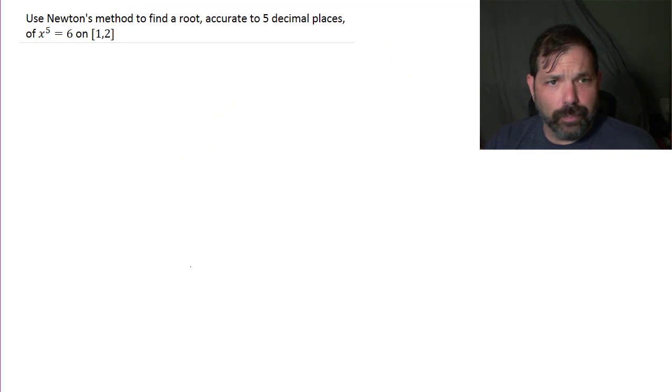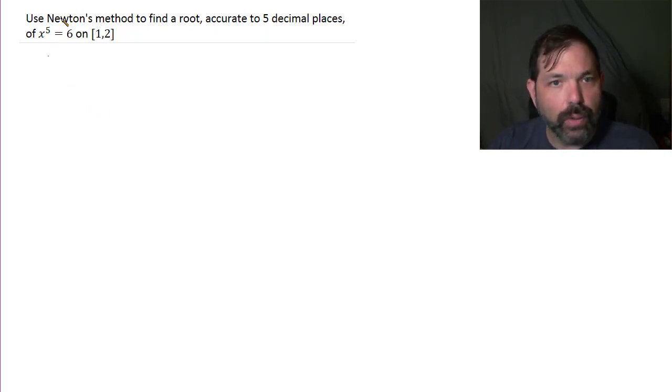So let's see an example. Here we're going to use Newton's method to find a root accurate to 5 decimal places of x to the 5th equals 6 on [1, 2]. I know that 1 to the 5th is 1, and I know that 2 to the 5th is 32, so somewhere between 1 and 2 seems reasonable, should be a solution.